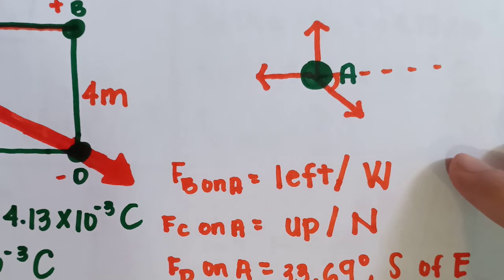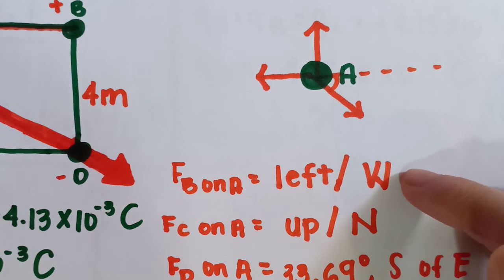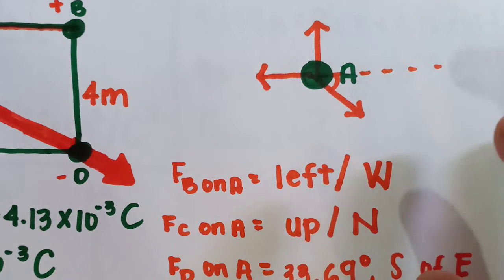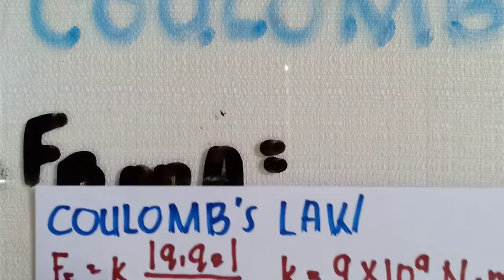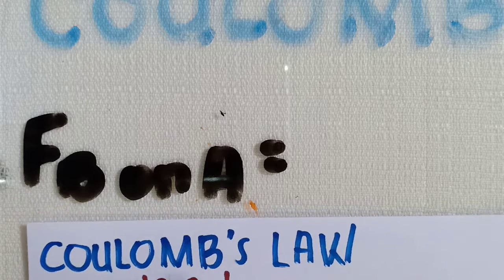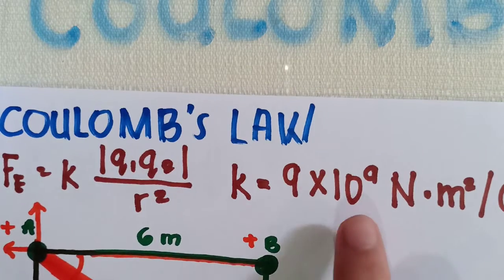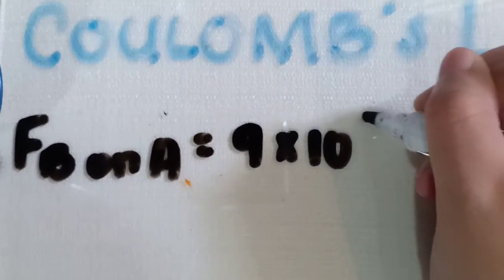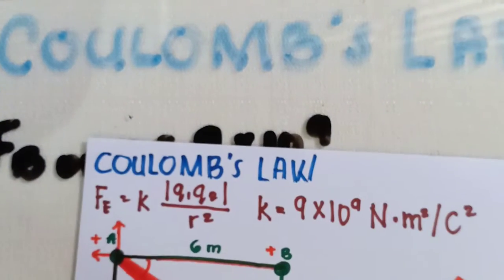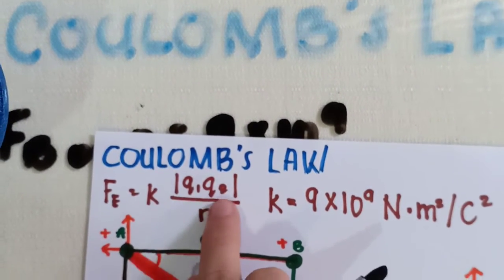Now, after we have identified their directions, we can start solving for the electric force of each charge on A. Let's start with the force exerted by B on A. Go back to the formula for Fe. The force of B on A is equal to K, and K is 9 times 10 to the power of 9, times the absolute value of the charges A and B.